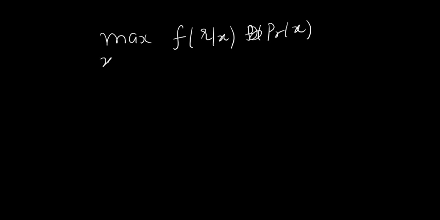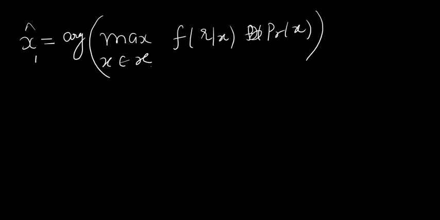So this is your MAP. Now, if you want to know X hat, you have to maximize it over all the possible X. Whichever X maximizes it, that is called the argmax, the argument that maximizes this. So this is called MAP. Are we clear?